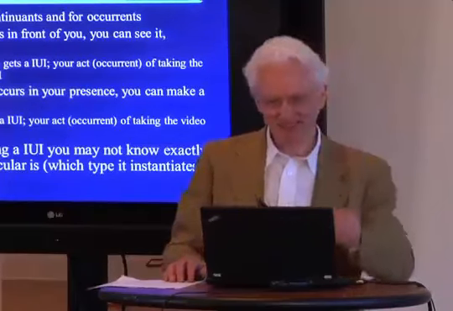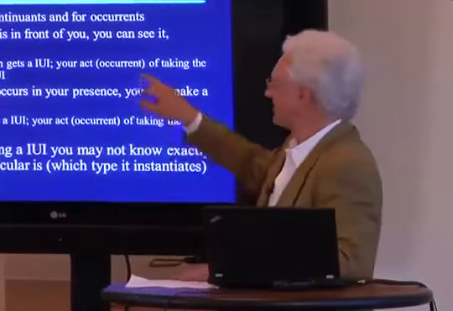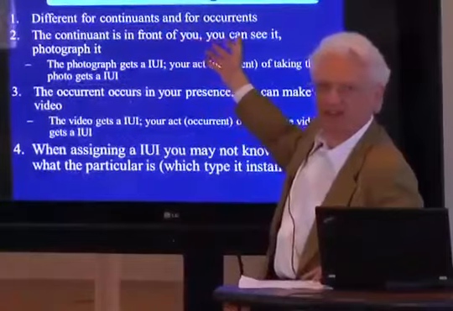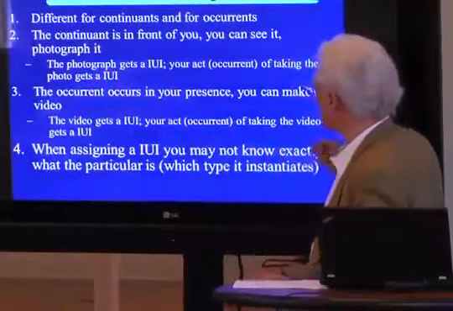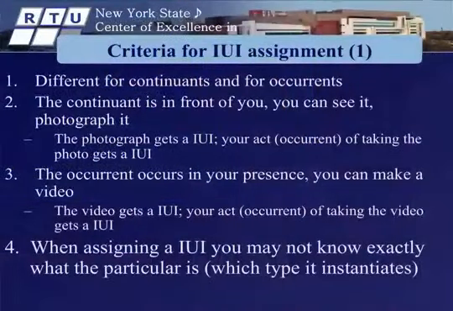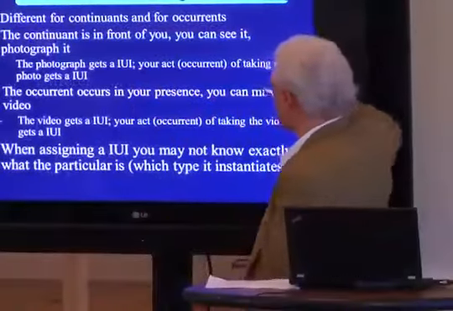All right, so as we can see from these discussions, the criteria for assigning UIs are different for continuance and for occurrence. Continuants very often survive. Bruises survive for a while. Samples may survive for a long, long time. So the continuant is in front of you. You can see it and you can photograph it, and you can assign a UI to the photograph or the X-ray or whatever it might be.